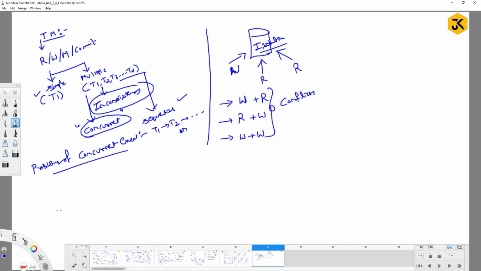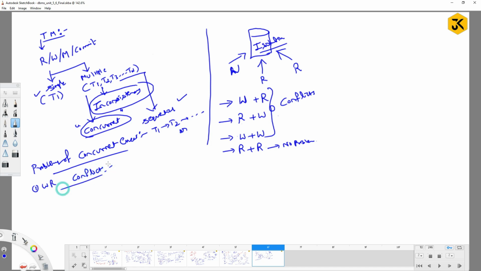If you take the other operation, read followed by read, or multiple read operations, is there any problem? No problem. There is no problem with this one, so we are not going to discuss it. So the first one is the write-read conflict.